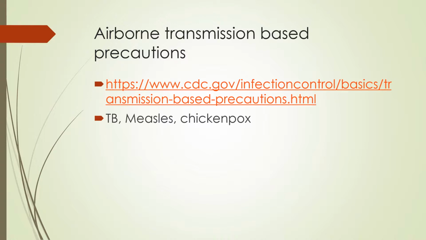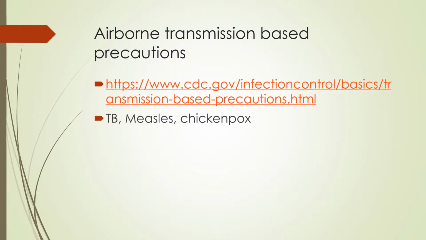The airborne transmission-based precautions, these are very, very tiny, fine, let's not call them droplets, let's call them a mist of body fluid. So airborne-based precautions, again, go to the CDC website. The types of illnesses that we would use this for would be if we were suspicious of the patient having tuberculosis, measles, or chickenpox. We would start, as nurses, we would institute airborne transmission-based precautions. And almost all of these transmission-based precautions, it's nurses that say, let's do it.